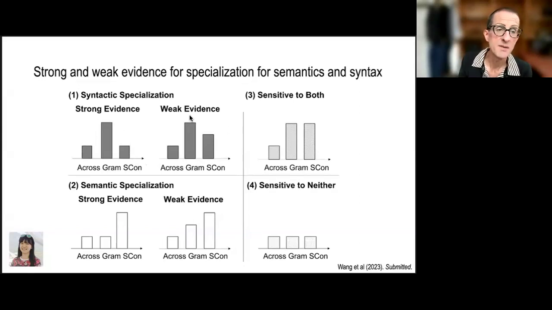Weak evidence would be, yeah, we have stronger correlations within the grammatical. It's stronger than across, but it's not really different from the within semantic, right? So that would be weaker. You can think about the same for the semantic specialization. In a sense, that would just be a mirror of the syntax. Regions could be sensitive to both. So you have greater within semantic, greater within grammatical as compared to the cross, but there's no real difference between these two. So that would mean that they're sensitive to processing both semantics and syntax, or it could be sensitive to neither, right? So there's no difference between the within and the across.